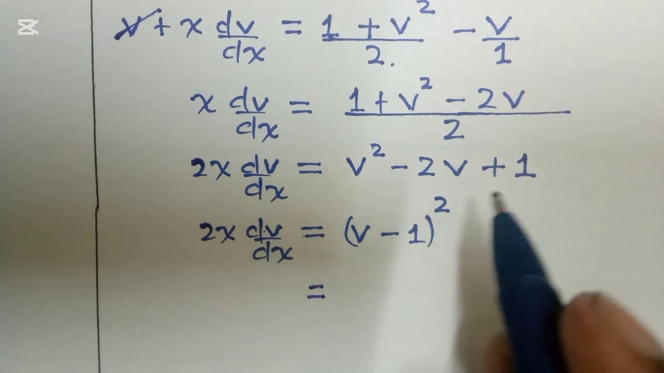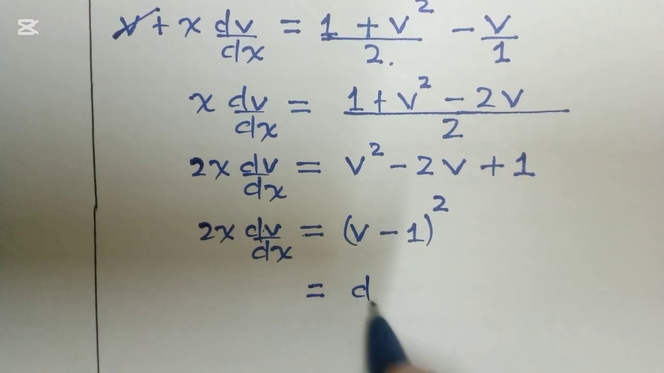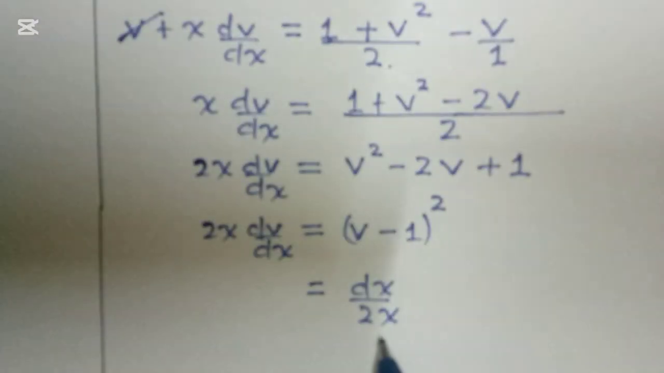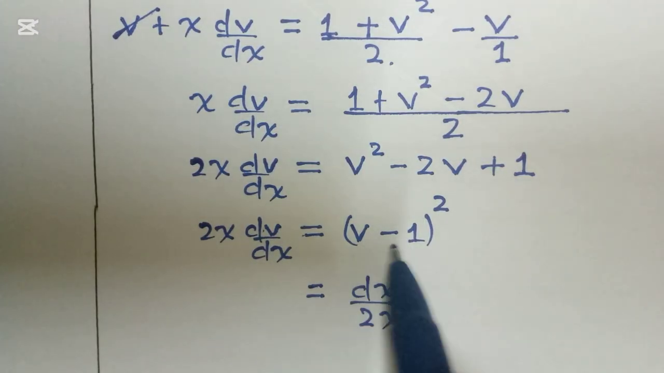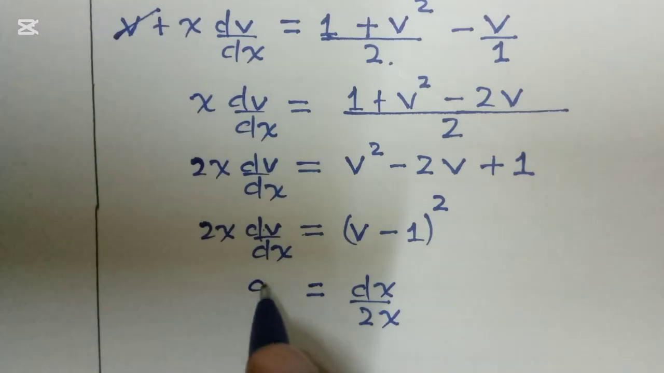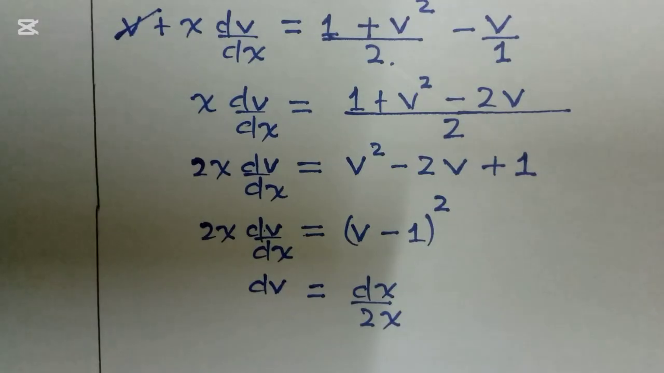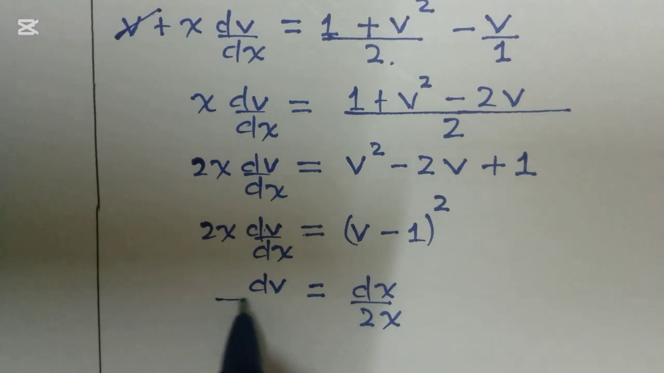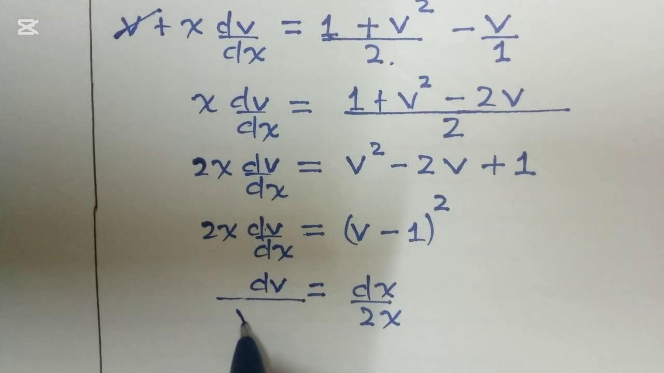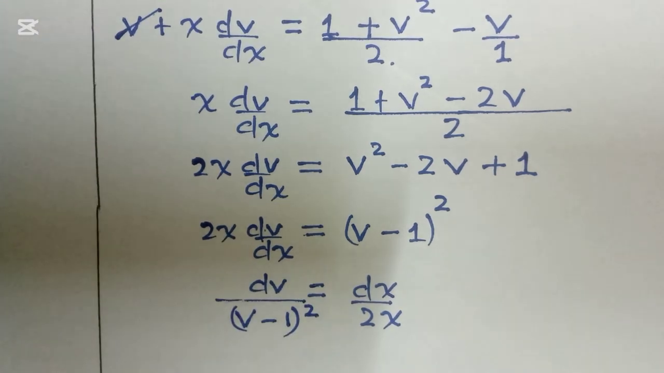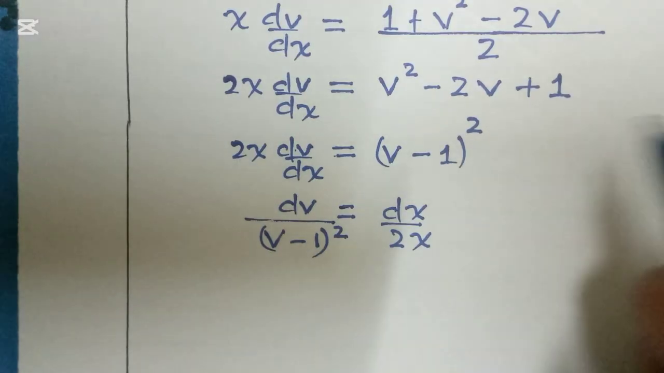This is now what we are going to do. We are going to put our dx this side, and then we put 2x here. This dx comes here, and then 2x comes down here. Then for v minus 1 squared, we bring it this side, so that we have dv there, all over v minus 1 squared, like that. Guys, from there we come and integrate.